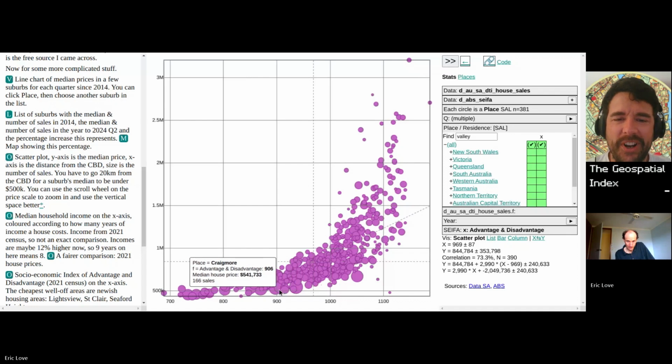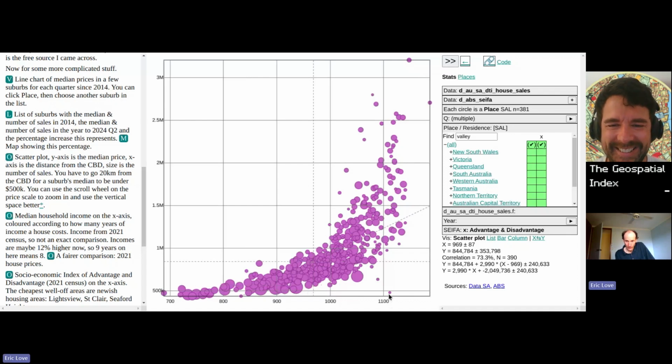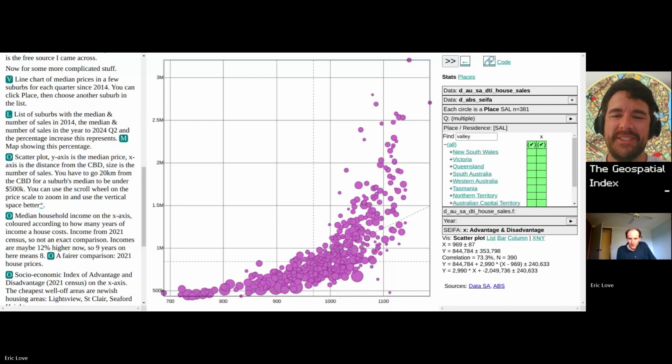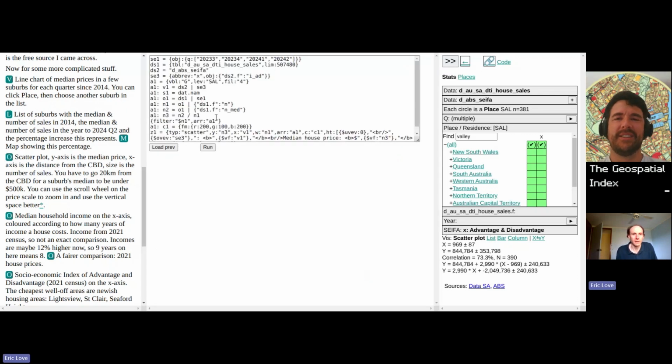What's the one on the bottom right, the really small one? That'll be only one sale, so Ironbank in the Hills. Okay, so the sample size is low, so I guess it'd be good to somehow restrict this to have a sample size of at least 10 or something like that. Okay, but this is fascinating.